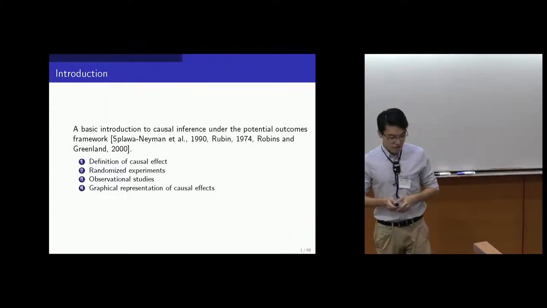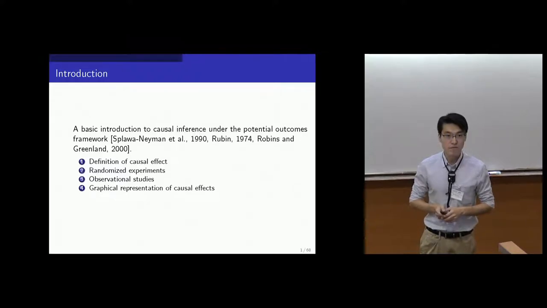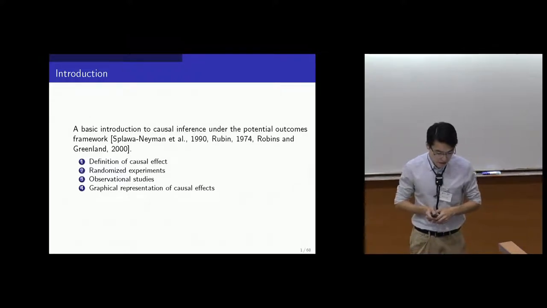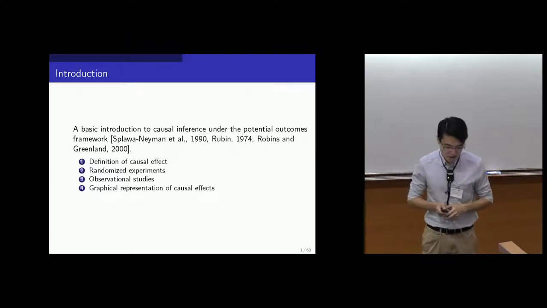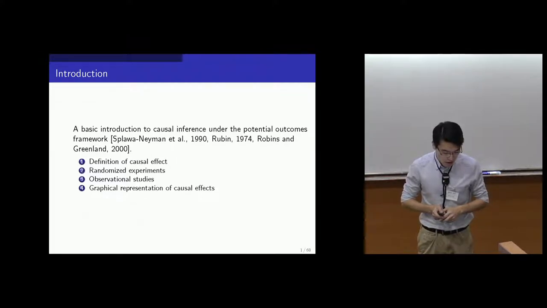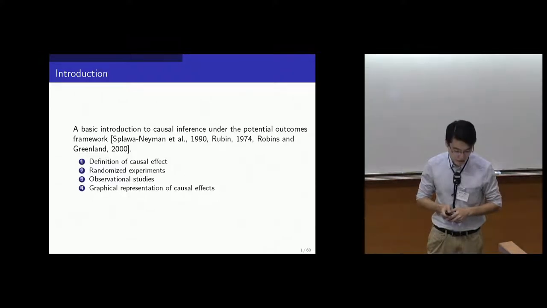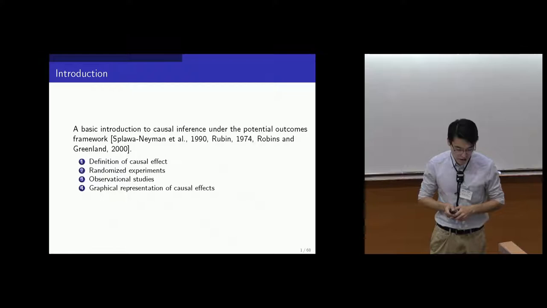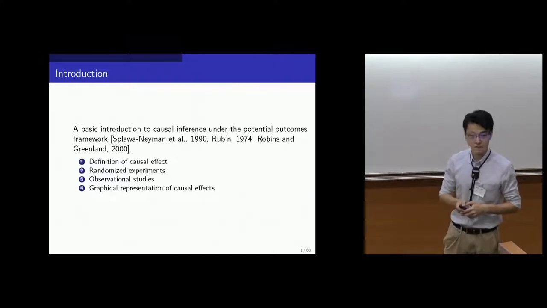So as I mentioned, there will be a basic introduction to causal inference under the potential outcomes framework. And here are some of the references that have been cited many times. So I will start with the definition of a causal effect, followed by randomized experiments, observational studies, and finally, as I mentioned, some graphical representation of causal effects.